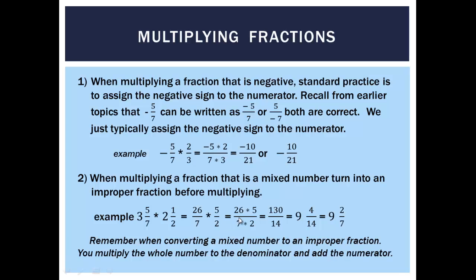So now I'm going to rewrite this as 26 times 5 over 7 times 2. That gives me 130 over 14, or 9 and 4/14, or to completely simplify, 9 and 2/7. Remember, when converting a mixed number to an improper fraction, you multiply the whole number by the denominator and you add the numerator to come up with your new value for the numerator.